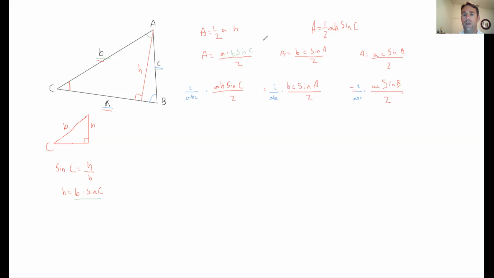And when they did that, they ended up creating something that had sine of C over C equals sine of A over side A, and the sine of angle B over side B. Because the A's and the B's canceled out, and the 2 canceled out, leaving us just a C. The B's and the C's canceled out, and the 2 canceled out, leaving us just the A's. And the A's and the C's canceled out, and the 2's, leaving us over B. This thing right here came to be known as the law of sines.